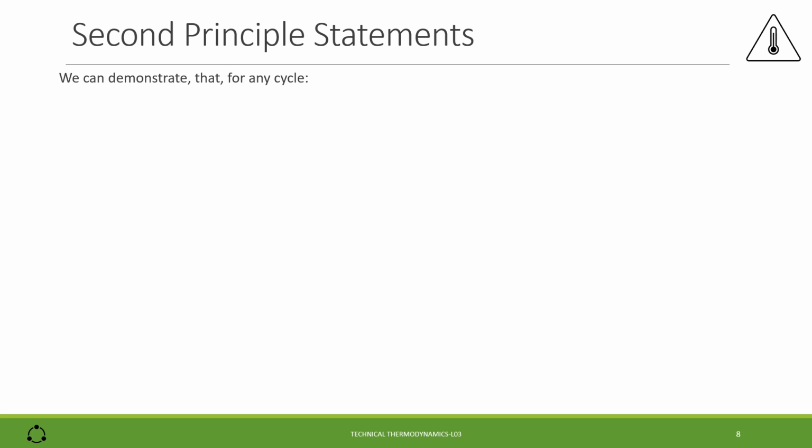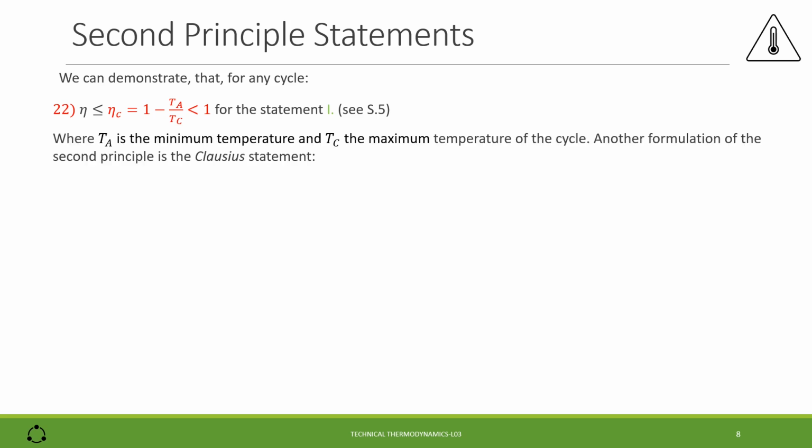We can demonstrate that for any cycle, the efficiency is less or equal than the efficiency of the Carnot cycle, displayed already in the previous slide. This is one formulation of the second thermodynamic principle. Another formulation is the Clausius statement.